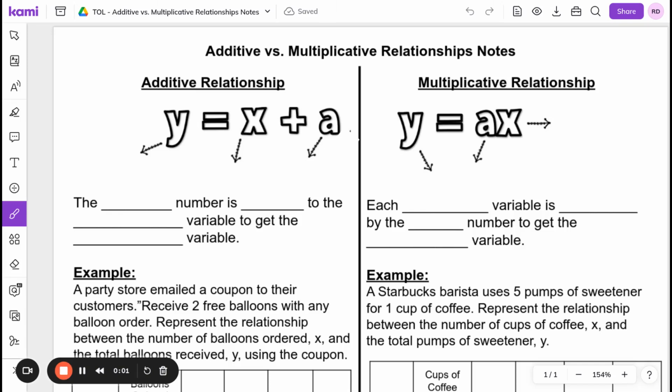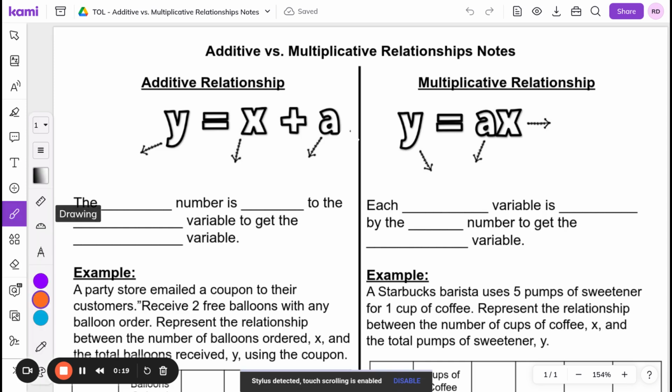Additive versus multiplicative relationship notes. So we're going to start with the whole additive side, and then we'll go over to the multiplicative side. Anytime we're talking about a relationship between the two variables, it's important to remember which variable is the independent and which is the dependent.